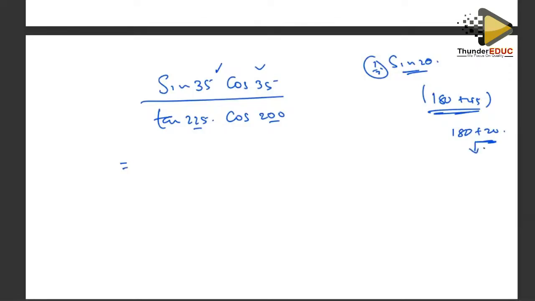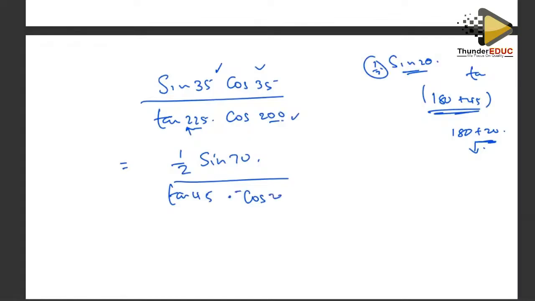Okay, so I'll start by saying it's a half sine of 70, because 2 times 35 is 70, over, we said 180 plus 45 gives us the 225, that's quadrant 3. It's the same as the tan of 45. And then this one, cos is in the third quadrant, cos is negative, so it's a negative cos 20.